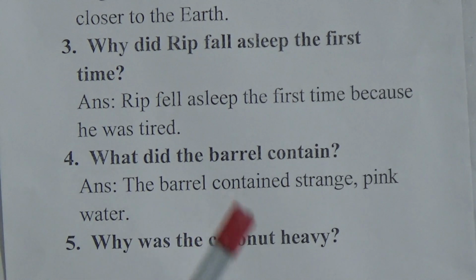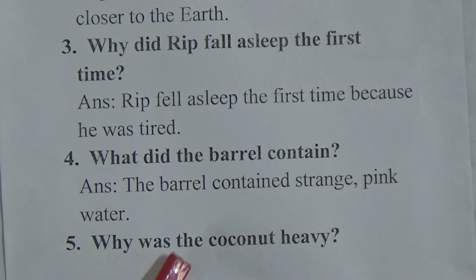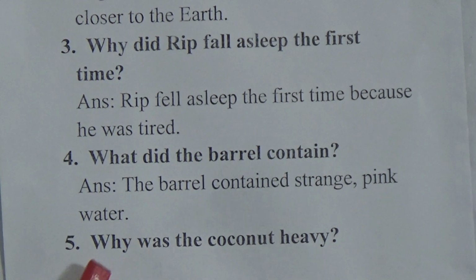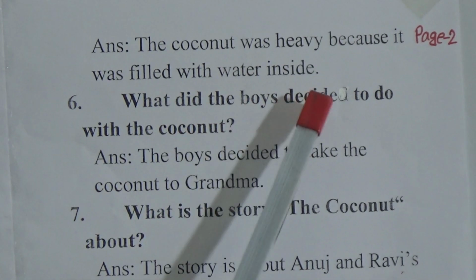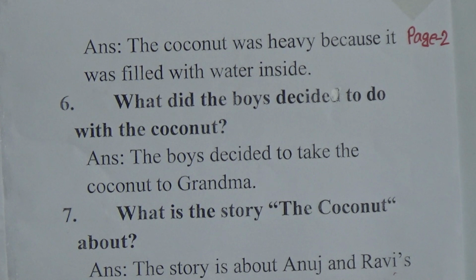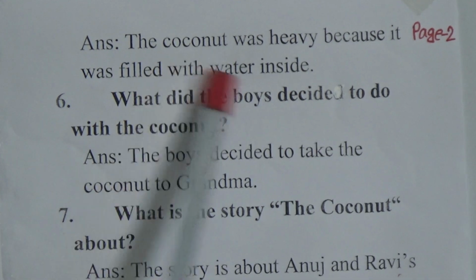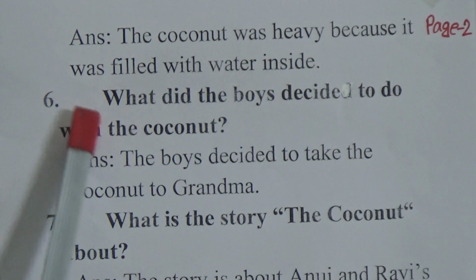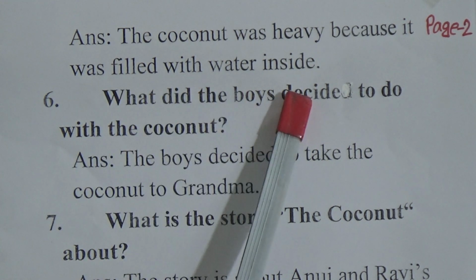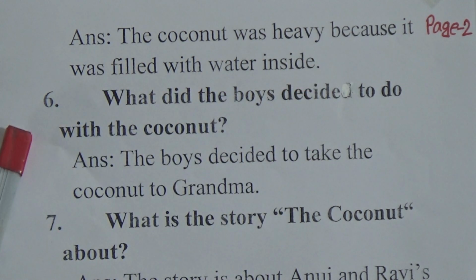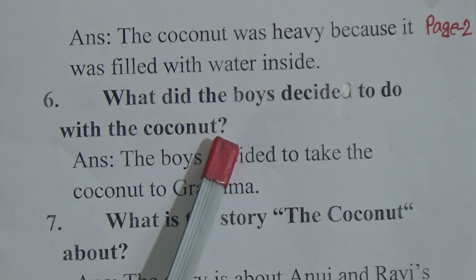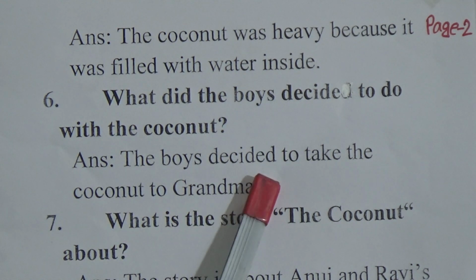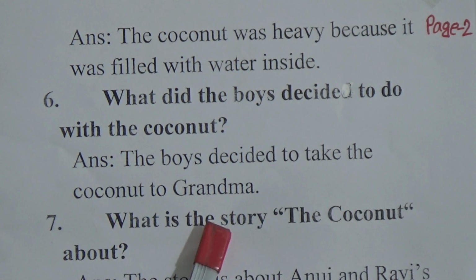You have already known this. Number 5, why was the coconut heavy? So look here, why was the coconut heavy? To get the answer of these questions, we need to go to our next page, that means page number 2. Why was the coconut heavy? Answer, the coconut was heavy because it was filled with water inside. 6, what did the boys decide to do with the coconut? Answer, the boys decided to take the coconut to grandma.